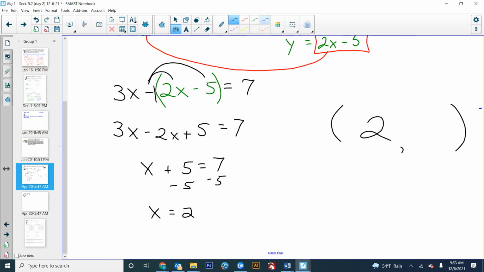What's 2 times x, where x is 2? Zachary, go ahead and finish it off. 2 times 2 is 4. Minus 5? Negative 1. So 2, negative 1 is the point where they cross. It's the solution to the system of equations.